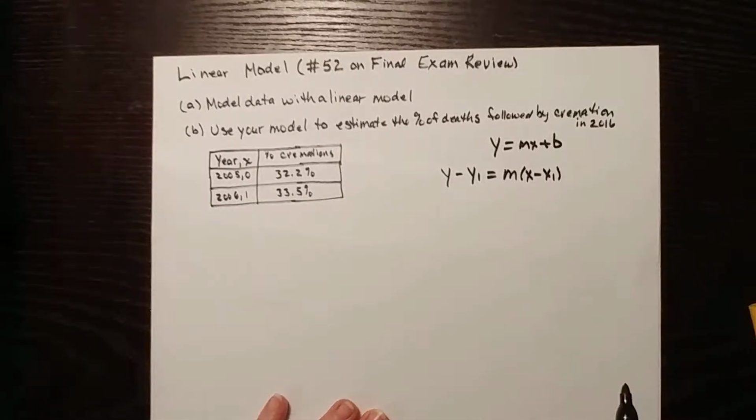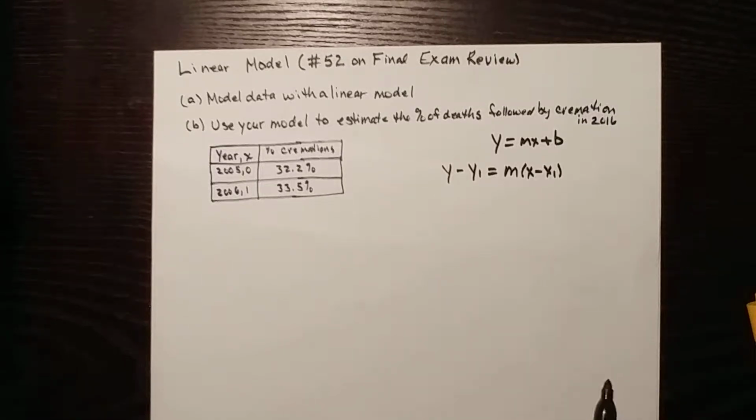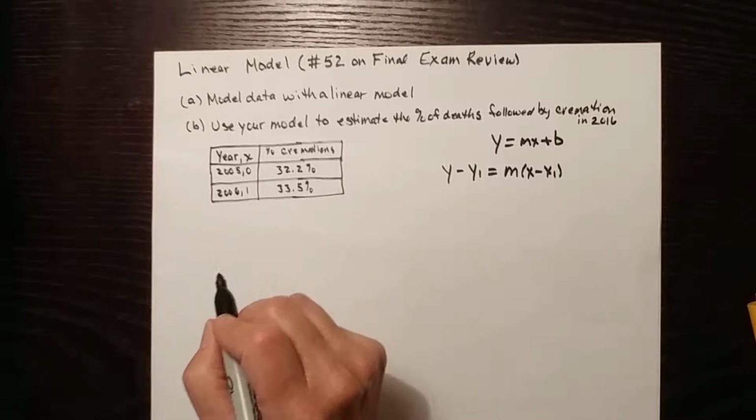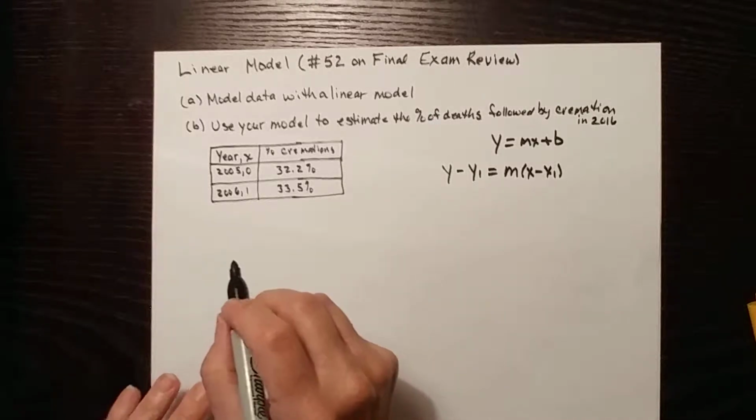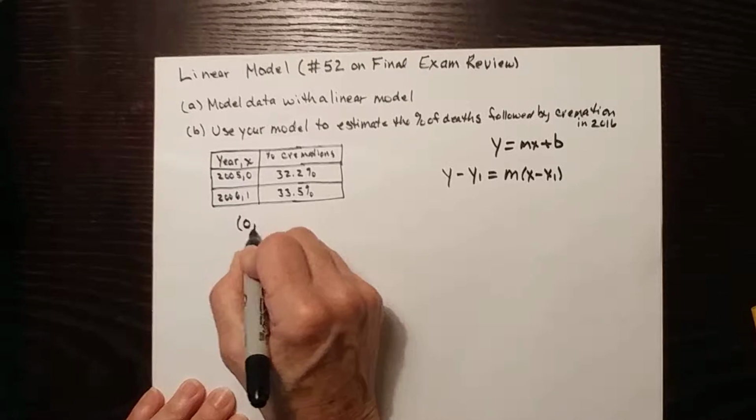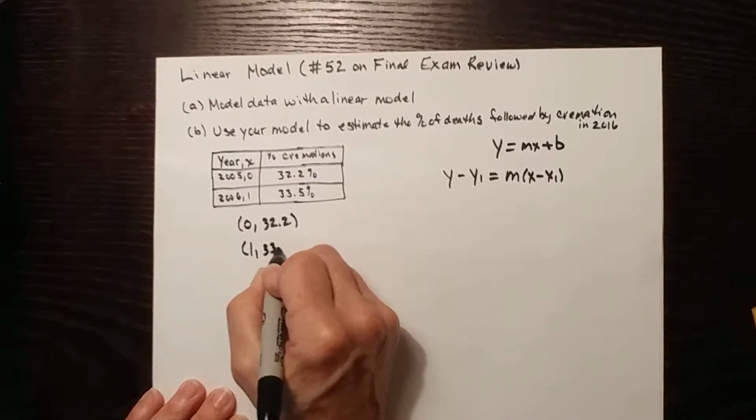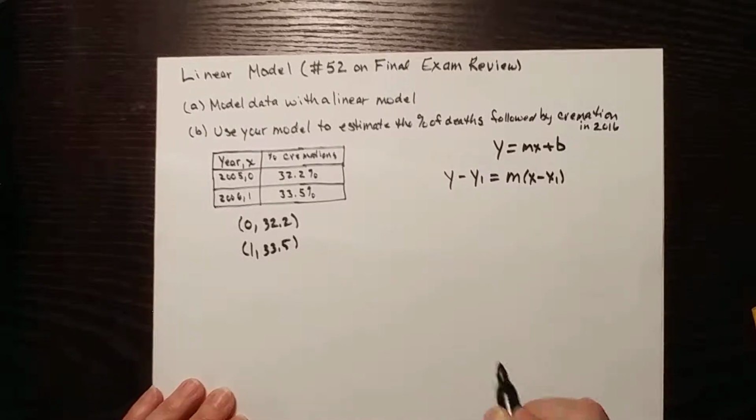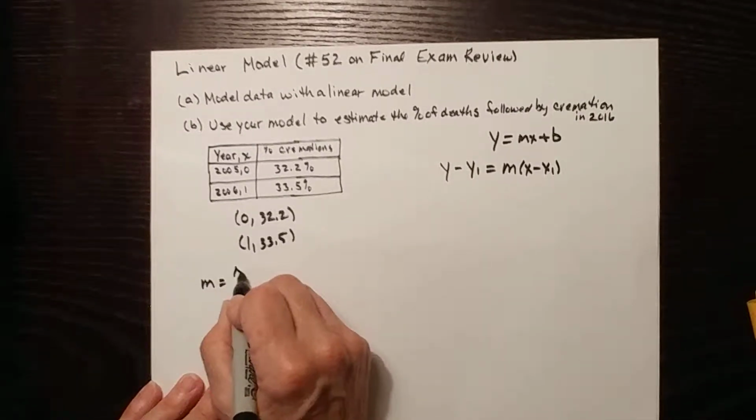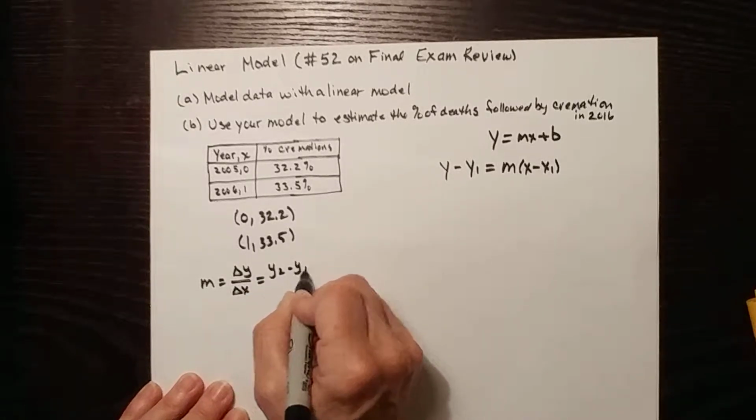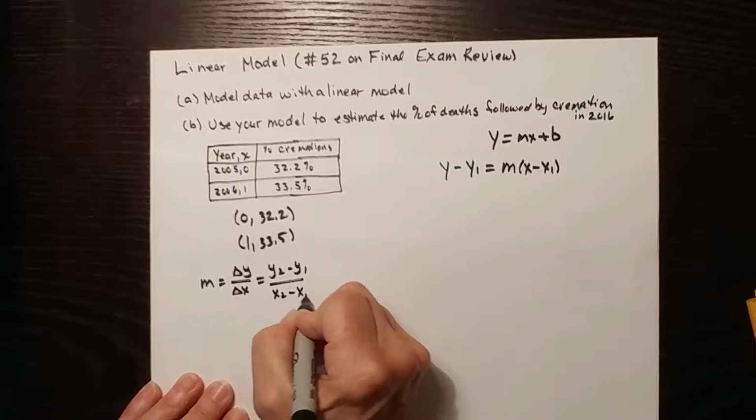So we need to figure out the slope, and then we need to pick one of these points and plug it into our formula. So right here, we have 2 points. In 2005, they're letting that be x is 0, and 2006 is x is 1. So here's 1 point, 0, 32.2. And here's another point, 1, 33.5. And so what we're going to do here is calculate the slope, which is the change in the y's over the change in the x's, or y2 minus y1 over x2 minus x1.